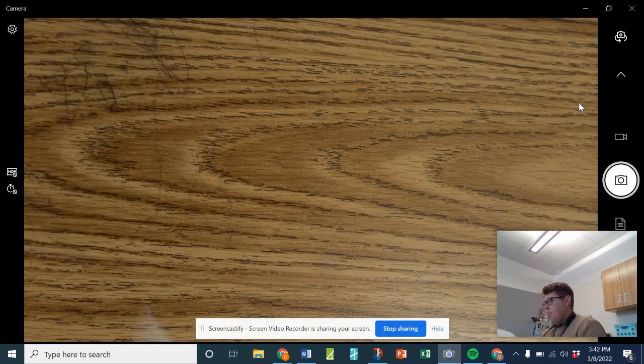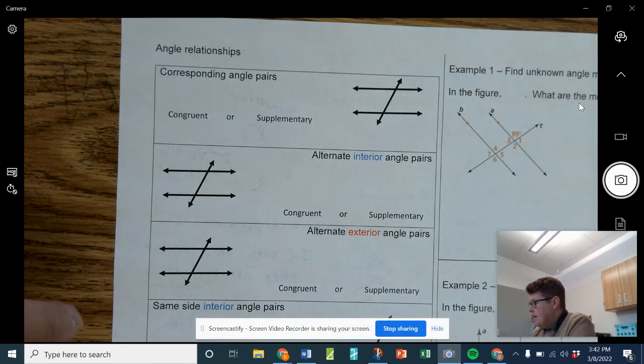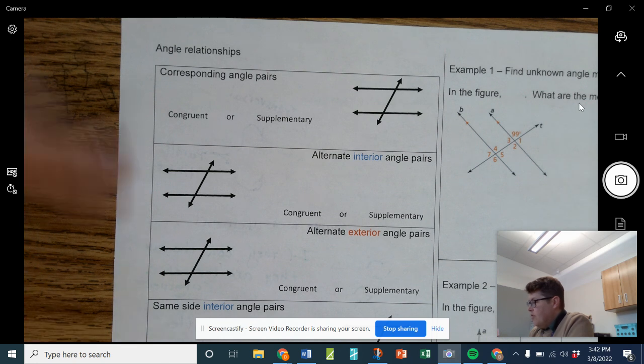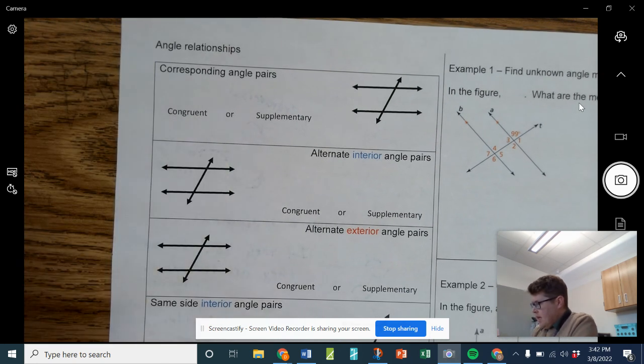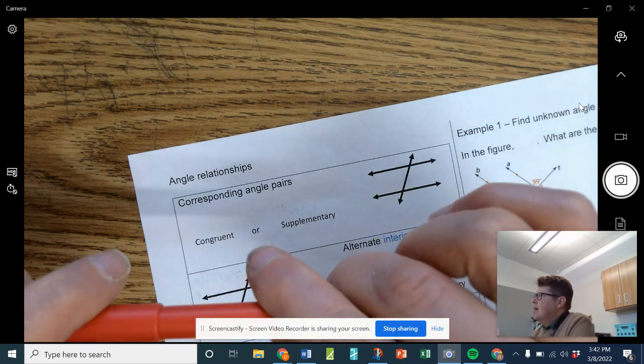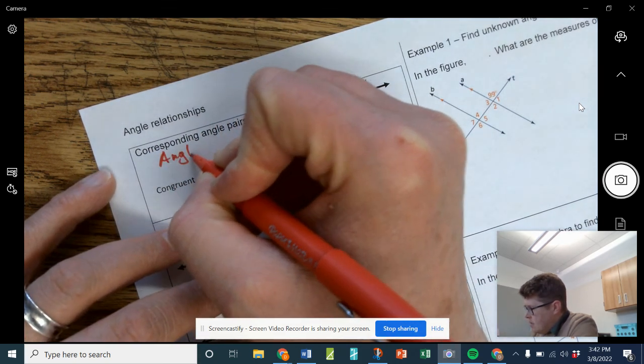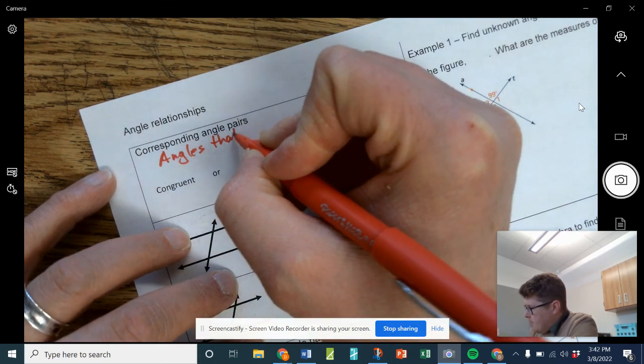Okay, now these are the angle relationships. This is how we figure them out, or this is what we call them. Corresponding angle pairs, the best way to say this is they're in the same position. So angles that are in the same position.